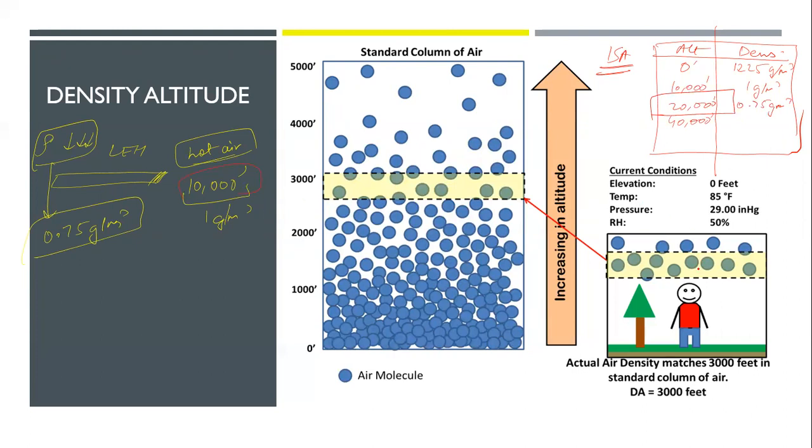On the right side, you can also see one more example, if you still have confusion. This guy is standing at 0 feet. The elevation of this person is 0 feet. He's standing on the ground, but you can see the density today where he's standing is less. It corresponds to somewhere around 3,000 feet, and that is the reason the density altitude is 3,000.